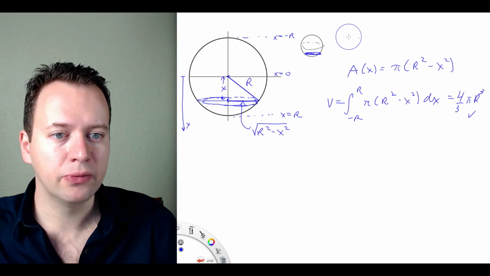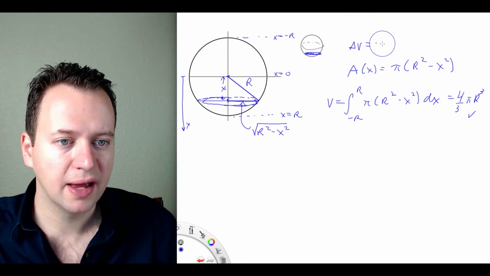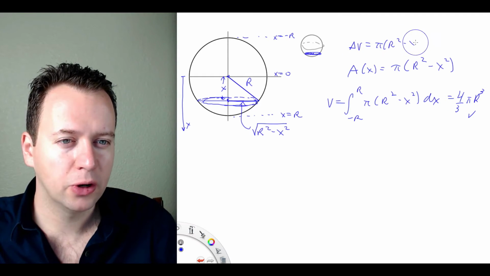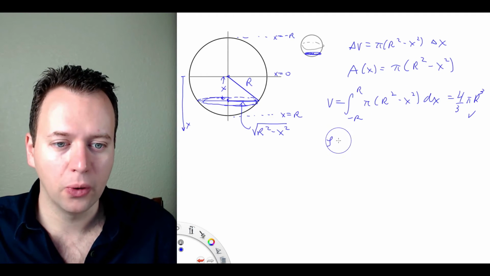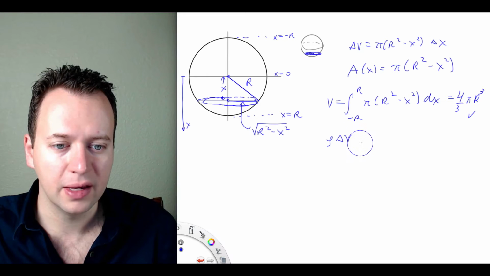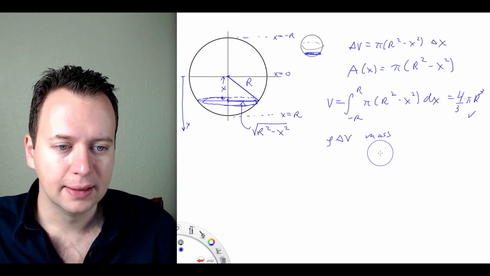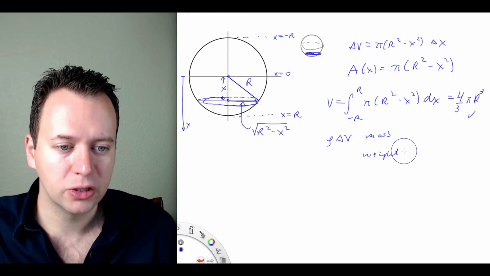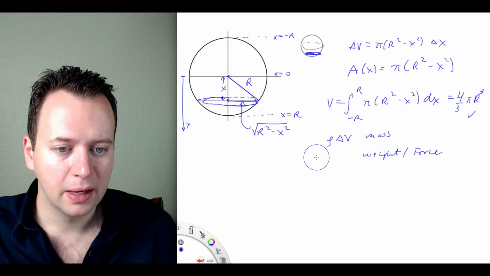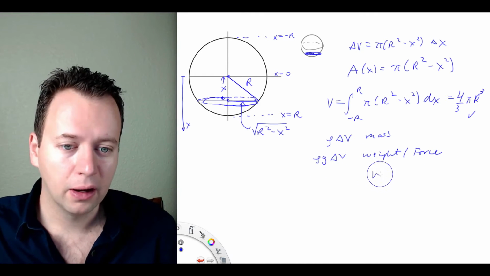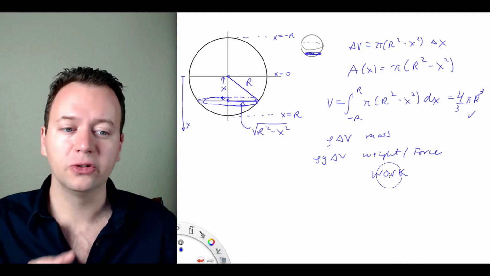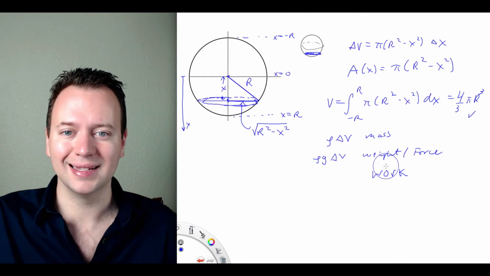The little volume of the slice is going to be pi times r squared minus x squared delta x. The mass of the slice is therefore rho times delta V. The weight of the slice, which gives us our force, is just rho g delta V. And for the total work on the slice, we multiply the weight by the distance.